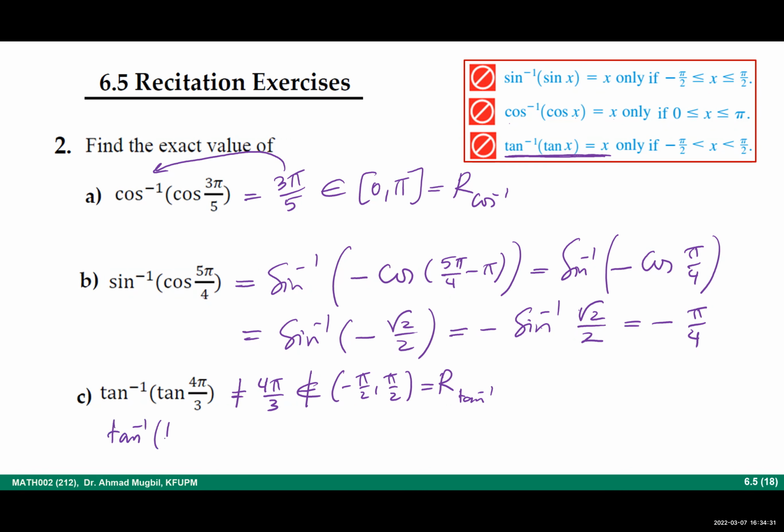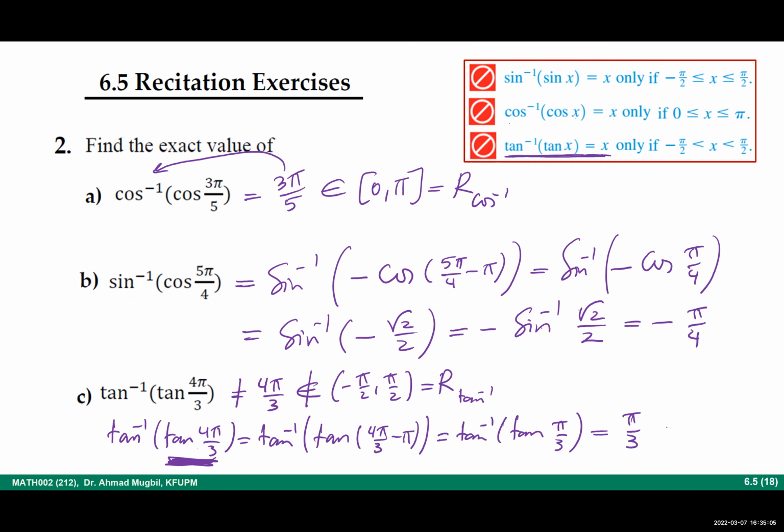We will evaluate this. One way is to evaluate what is inside, using your ideas from chapter 5. Tan 4 pi over 3 is in the third quadrant, so it will be positive. To find the reference angle in the third quadrant, you subtract pi from the angle. So this will be tan inverse of tangent of pi over 3. Now you can use the cancellation property. This will be equal to pi over 3. Check: is this between negative pi over 2 and pi over 2? Yes.